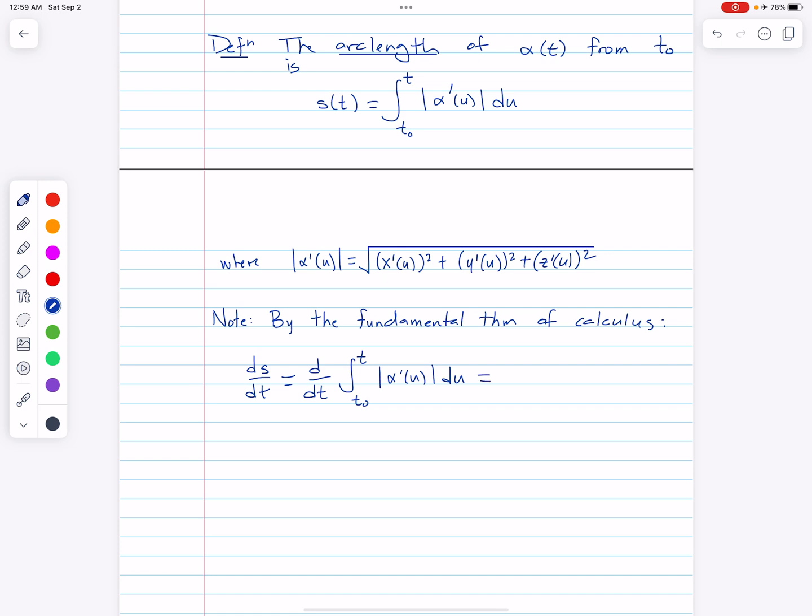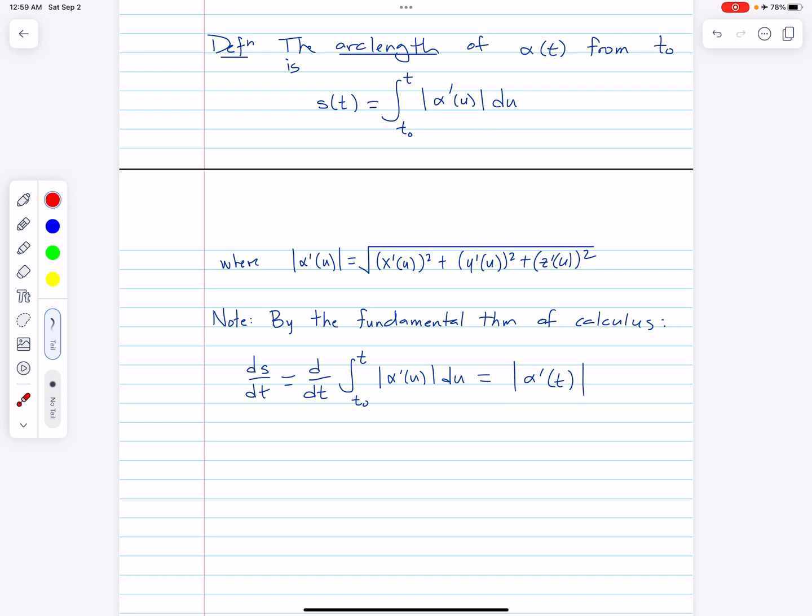And if you remember your fundamental theorem of calculus, essentially when you take the derivative of an integral like this, where the upper bound is the variable that you're taking the derivative with respect to, then essentially these two things cancel, and we just replace the u with a t. So this is just the absolute value of alpha prime of t. Okay? So the rate at which this arc length changes is actually just given by the length of the tangent vector.